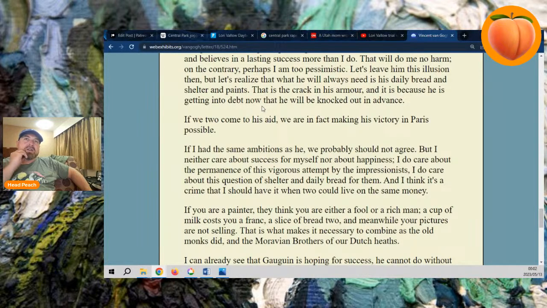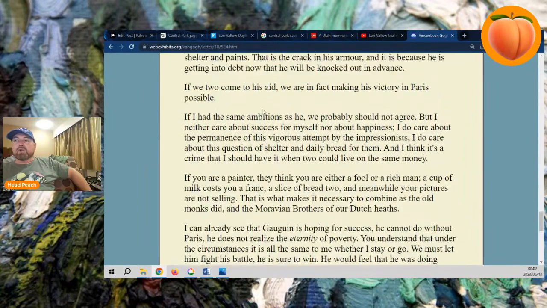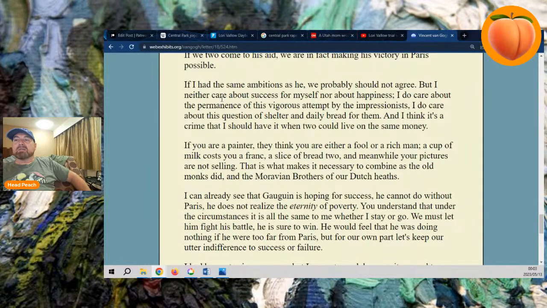So bear in mind, I don't think it's true to say that Gauguin was totally devoted to Paris, because he ultimately went to Tahiti. So I think Van Gogh was wrong in that assessment. Then he says, if we too come to his aid, we are in fact making his victory in Paris possible. If I had the same ambitions as he, we probably should not agree. But I neither care about success for myself nor about happiness.